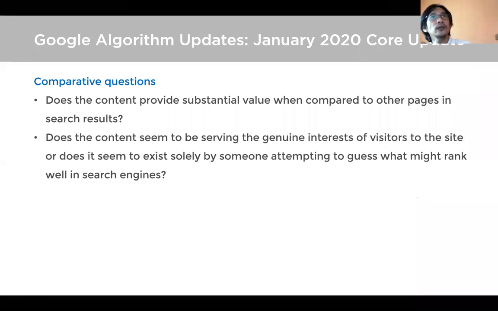So, and also another guideline for Google core updates will be the comparative questions, okay? Does the content provide substantial value when compared to other pages in search results? Dito na papasok yun, how unique is your content? Ano bang may offer mo? Okay. Does the content seem to be serving the genuine interest of visitors to the site? Or does it seem to exist solely by someone attempting to guess what might rank well in search engines? Ito, the second bullet point, pinapatay niyo na yung traditional SEO that we have been doing as SEO specialists for the last 5 to 10 years, no? Traditional SEO ngayon, patay na. What we're saying in the SEO community, this is now the time of content writing. Alam namin yan na we accept that.